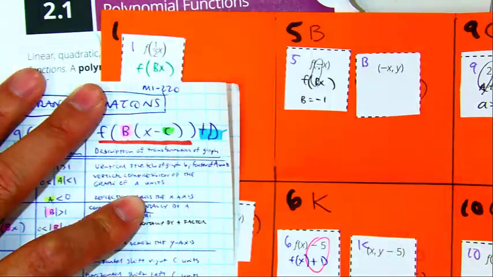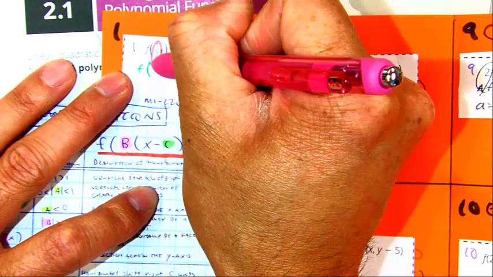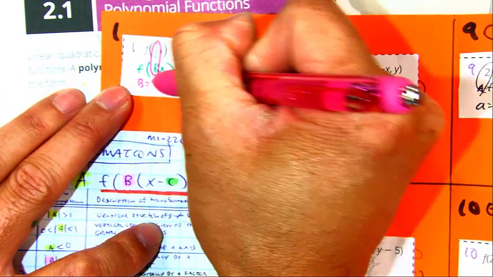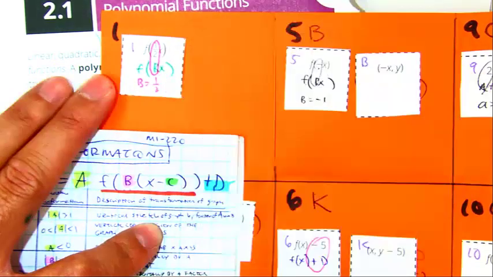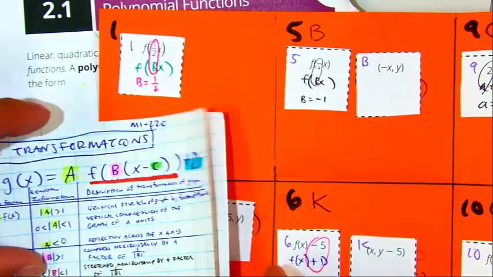Ashley, what is your B value? 1/2. Raise your hand if you got B equals 1/2. Okay, now it's going to be a little bit more difficult here. Here we go. We got this.